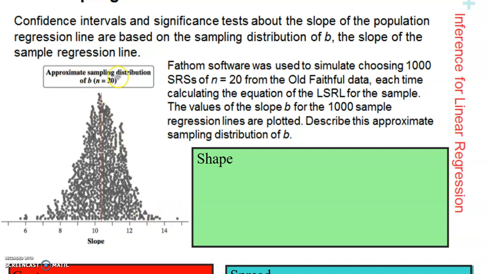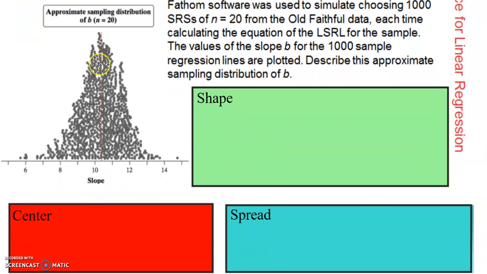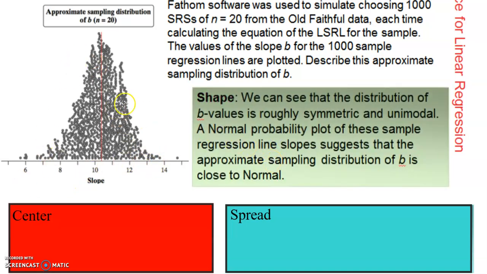This is called a sampling distribution, or the approximate sampling distribution for the slope of the true regression line, because this is 1,000 SRSs of size 20 from this data. Let's talk about what this sampling distribution looks like. It has a symmetric shape. It appears to be single-peaked. It appears to be unimodal.